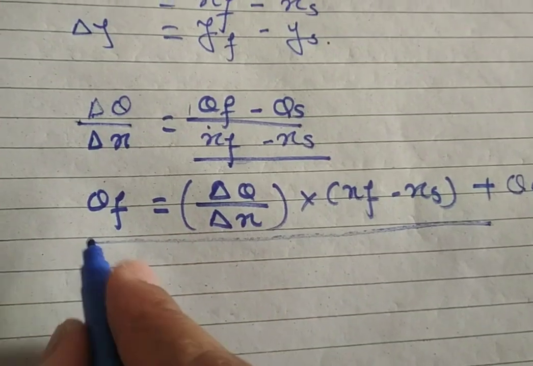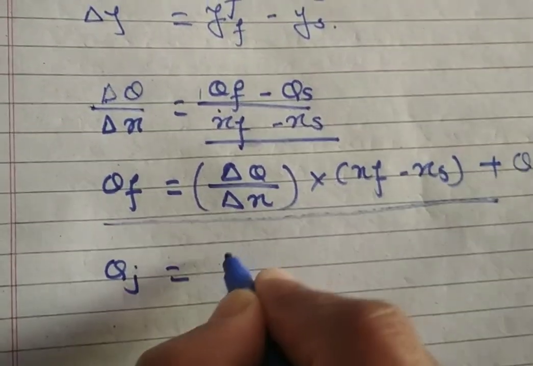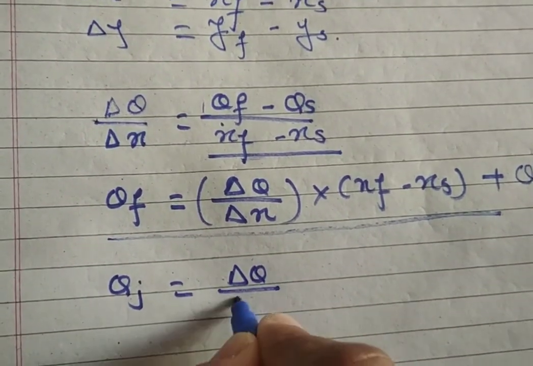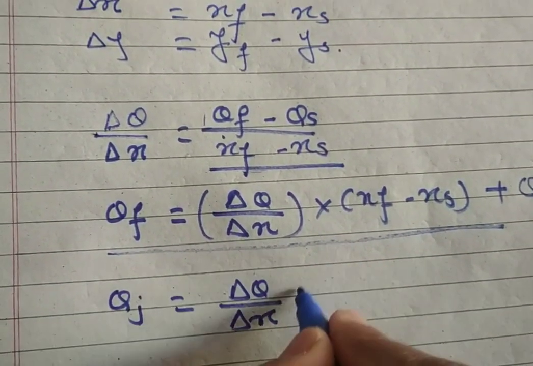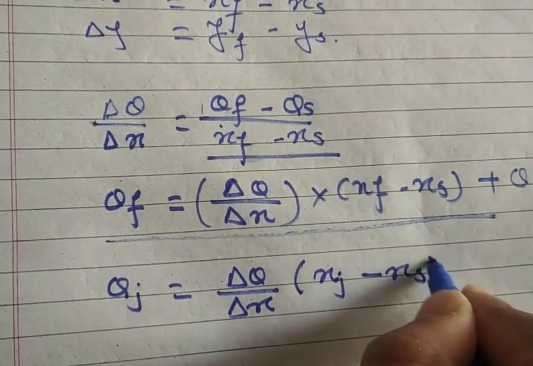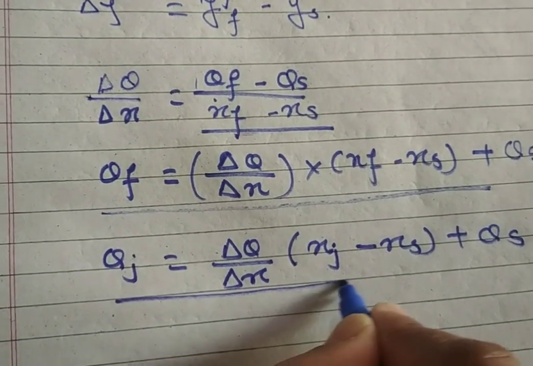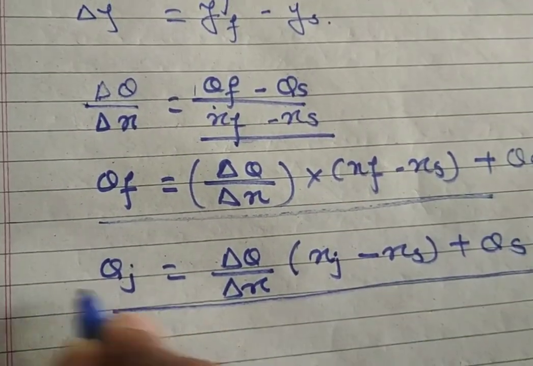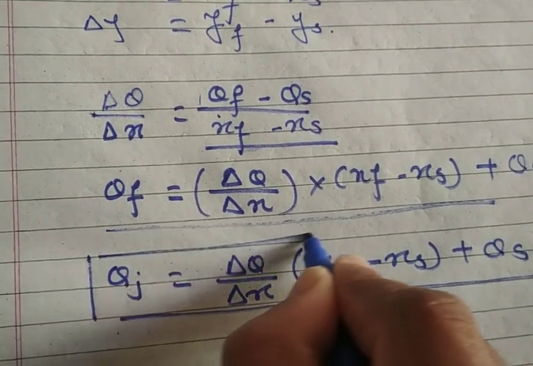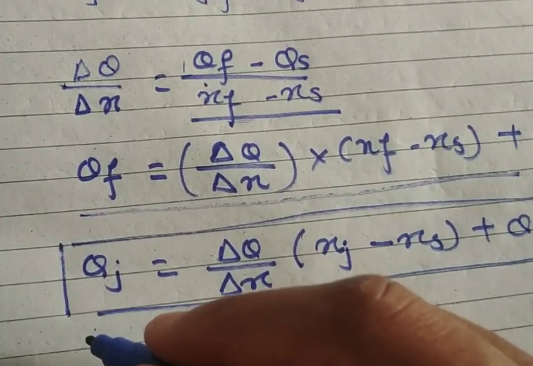So we can say that theta j, any term, is equal to delta theta by delta x, which remains as it is, only instead of xf we write xj minus xs, plus theta s. Okay, and this is a very important equation that we are going to use to find out different angles with respect to different positions.